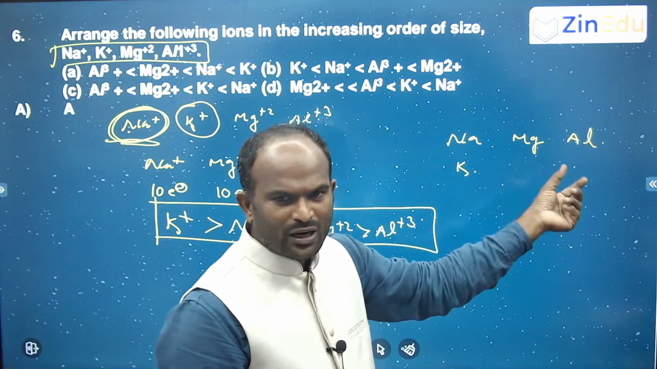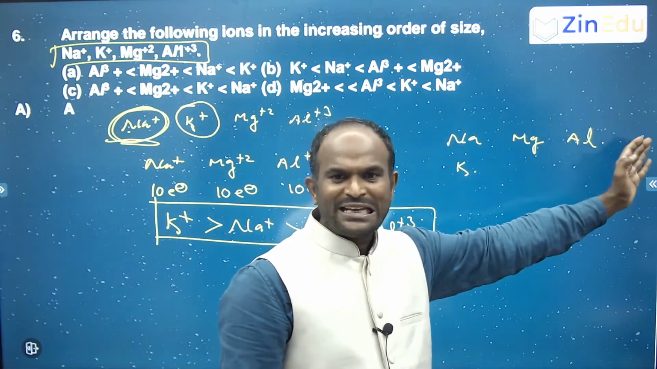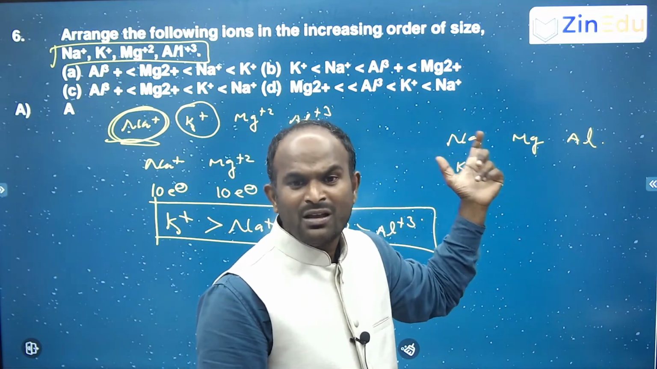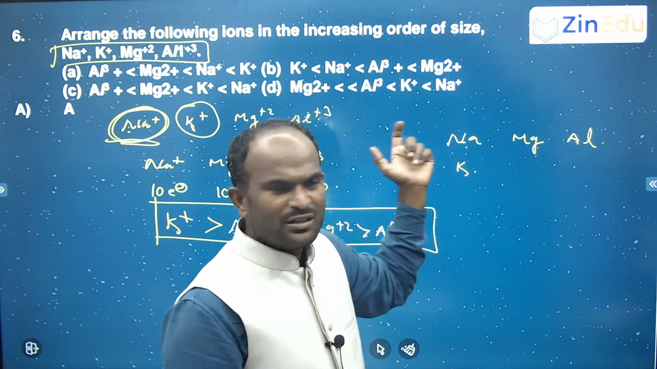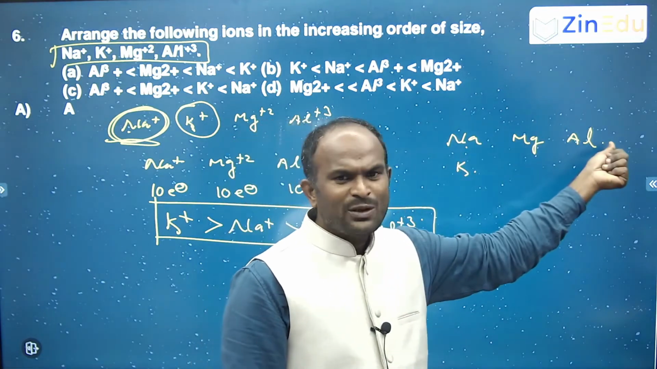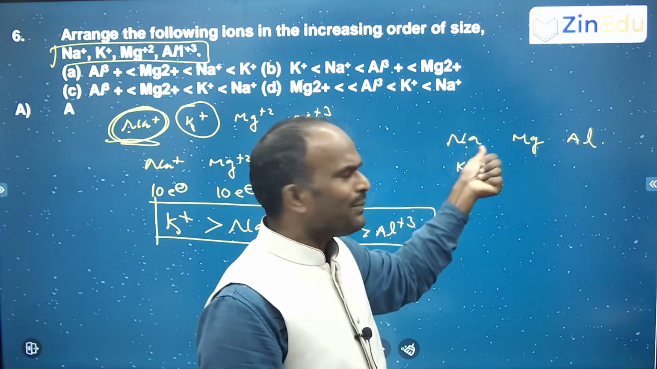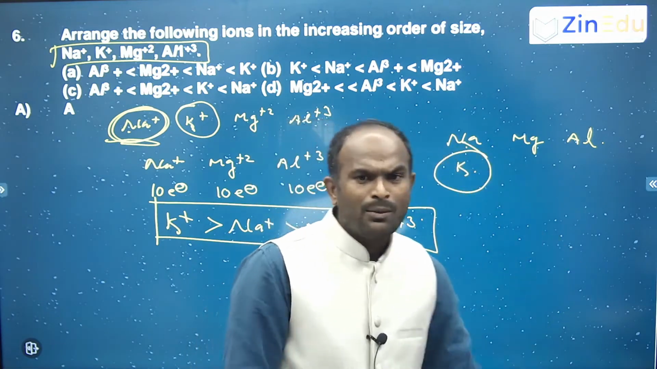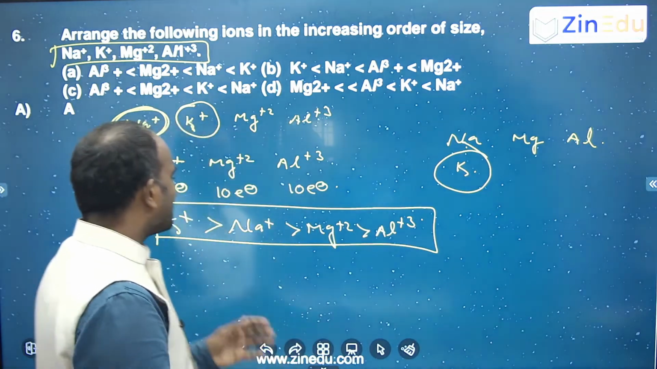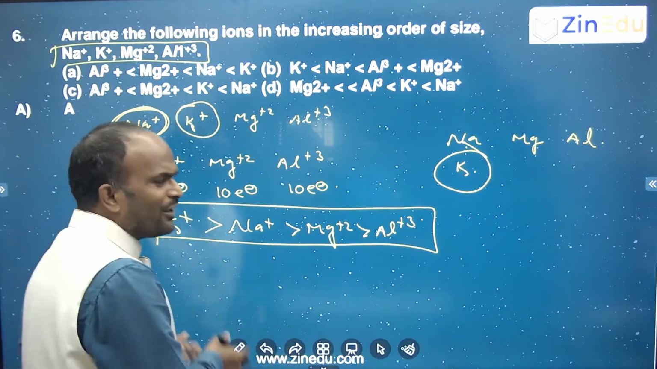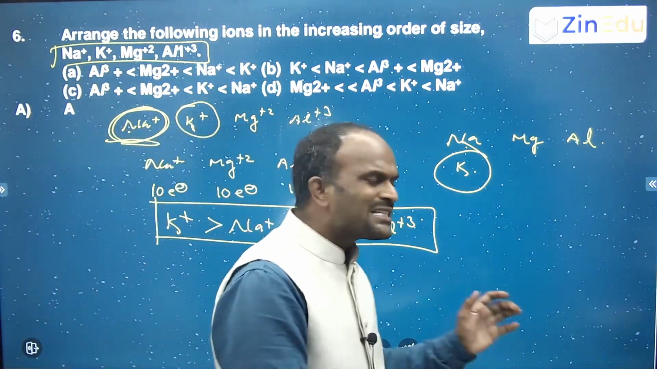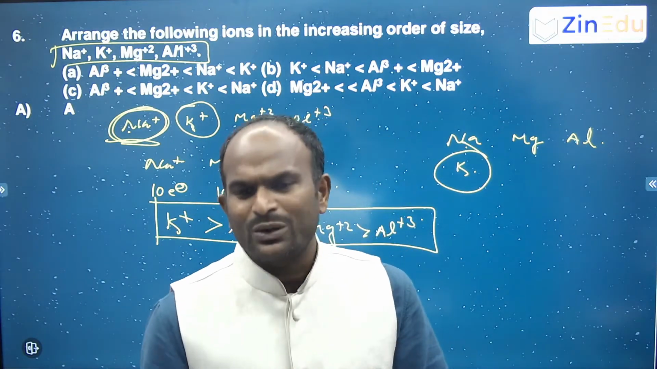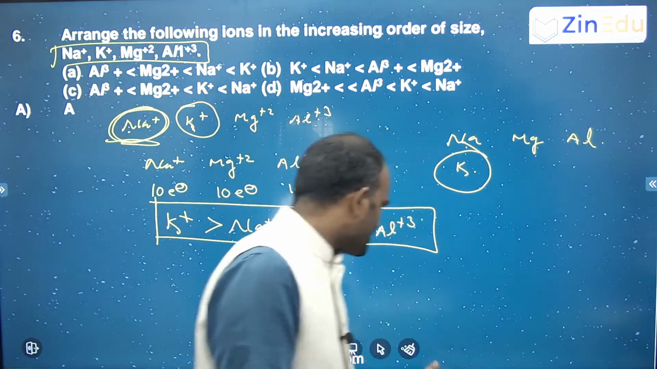As we all know, from left to right the size decreases, and moreover there is no need to use that one because they have already been given in the form of ions. Therefore, from left to right this will decrease. Down the group again it is going to increase. Therefore, potassium will have the maximum. K plus is greater than Na plus, then Mg plus 2, then Al plus 3. So this is a very elementary thing, and these kinds of questions we never miss in any exam. Right. Next.